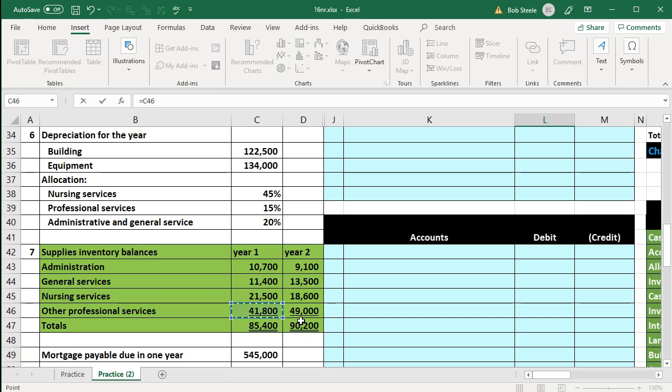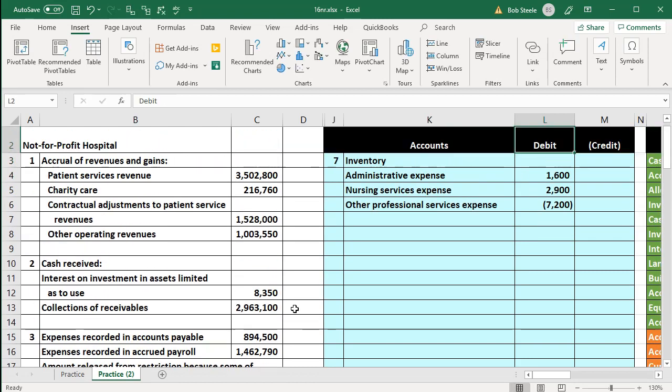That's going to be the 41,800 minus the 49,000, and enter. And that actually is going to be a credit. This one should be on the credit side. So we're going to pull this over. I'm going to put my cursor here and just pull it over to the credit side. Then I'm going to use the paintbrush to paintbrush the formatting back into L6.